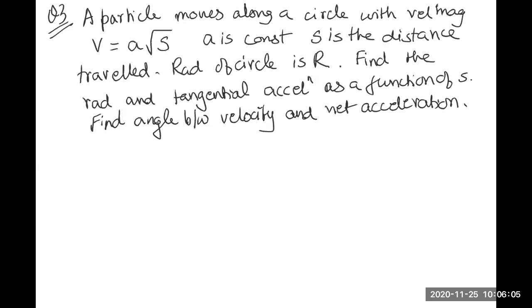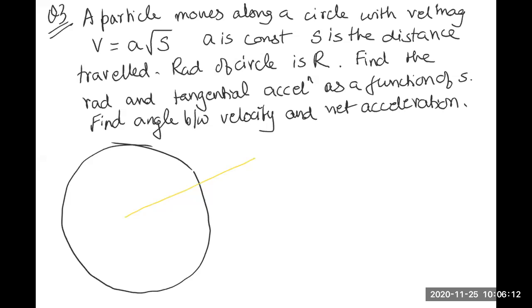So here we have a circle, and we have the radial axis and we have the tangential axis. So the particle is moving with a velocity given by a root s, and s is basically the distance traveled by the particle. So a radial is v square by r, and radius given as r, v is a root s, so this will be a square s by r.